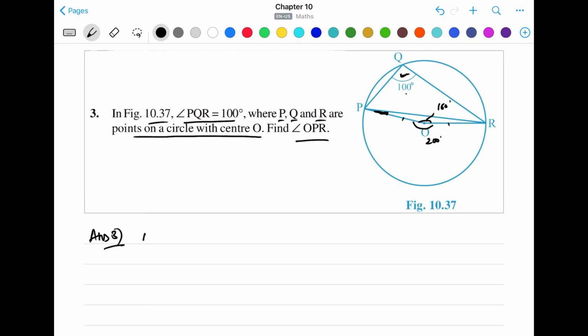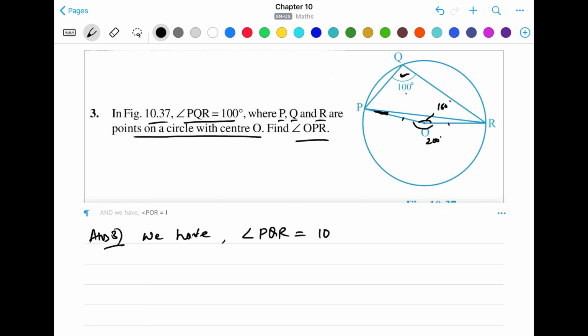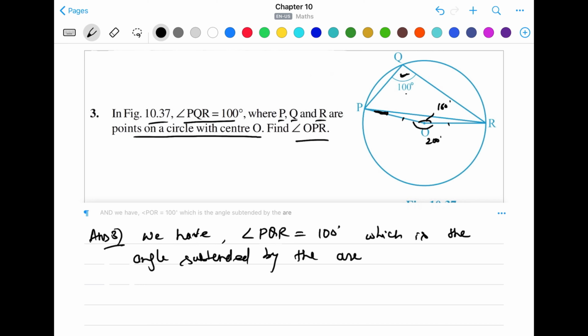So what we have is angle PQR equals 100 degree, which is the angle subtended by the arc PR on the circumference of the circle.